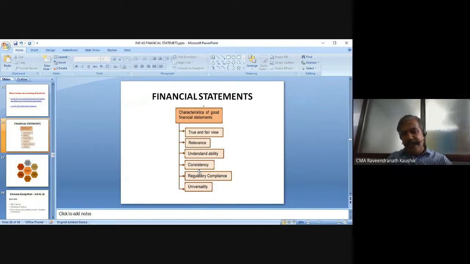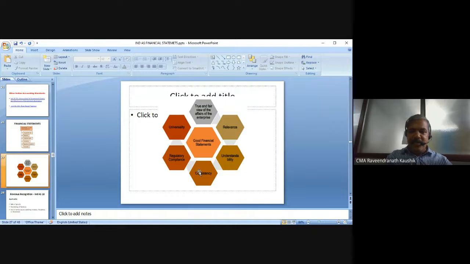So it may end up in you closing your company, or legal action being taken against the directors of the company. So regulatory compliance has become a very important thing. That's a very important characteristic of a very good financial statement. So universality, all those things we have already discussed in yesterday's session also. A good financial statement should give all these things which I've already talked about.